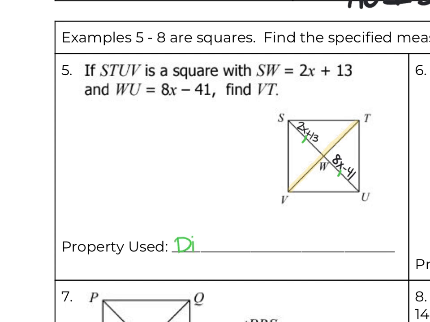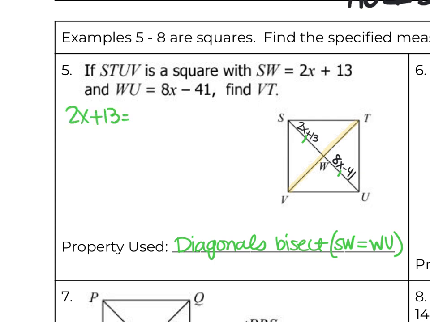So I'm going to start with the property: diagonals bisect each other. That basically means that SW is equal to UW. So now to write my equation, I can do 2x plus 13 equals 8x minus 41. Minus 2x from 8x, giving you 6x. Add 41 to 13, giving us 54. And then divide by 6. X equals 9. Okay, so good spot to start.